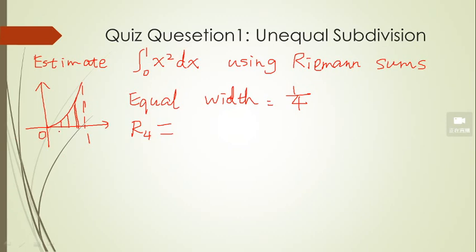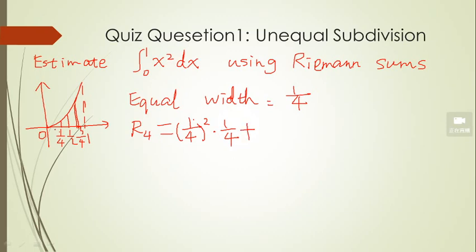So that will be 1/4, 1/2, 3/4, right? So that will be the function value at the 1/4 when you choose the right endpoint. So the first rectangle will be the function value 1/4 squared, times the weight. That is the area for the first rectangle when we choose the right endpoint.